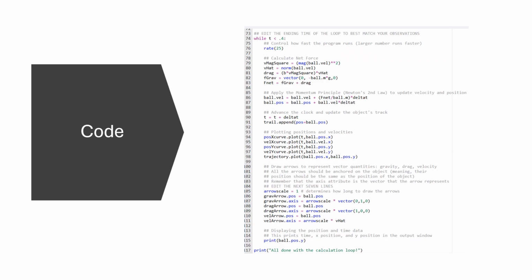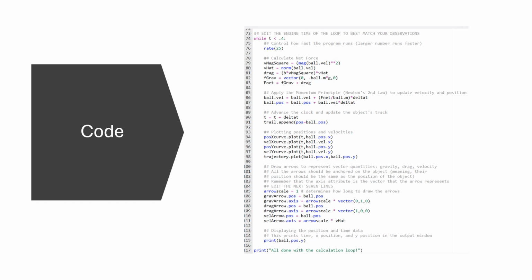On this slide, we have our code. On line 74 of our code is the start of our function. While t is less than 0.4 defines how long we want our code to run. So our ball was only in the air for about 0.4 seconds, so that's how long we set it to be. Vmag squared equals the magnitude of the ball's velocity squared. So that's where we get the magnitude of our velocity squared for our drag force.